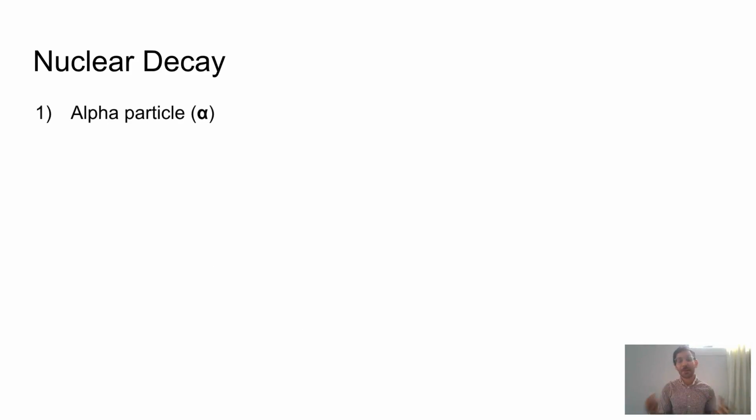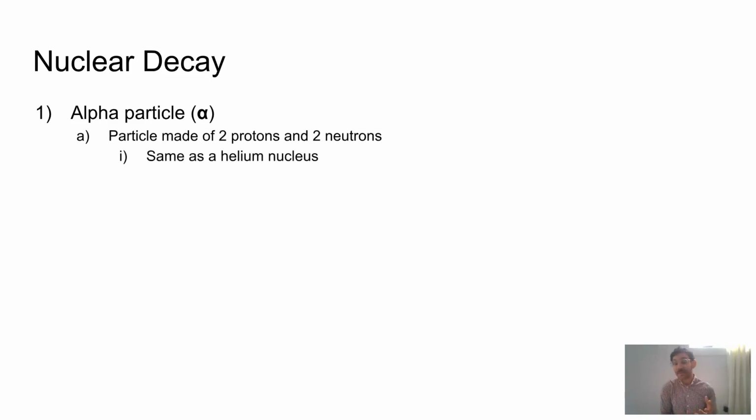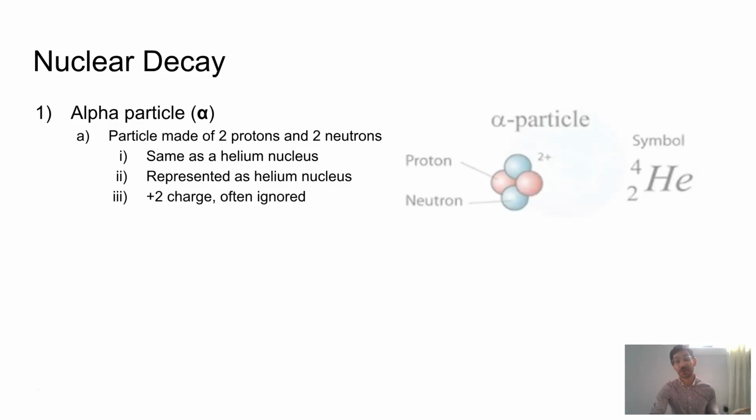Nuclear decay. When we talk about alpha decay, an alpha particle is made of 2 protons and 2 neutrons. It is basically the same thing as a helium nucleus. And so when we draw a symbol for an alpha particle, frequently they just use the symbol for a helium nucleus, or a nuclide symbol, ignoring charge.